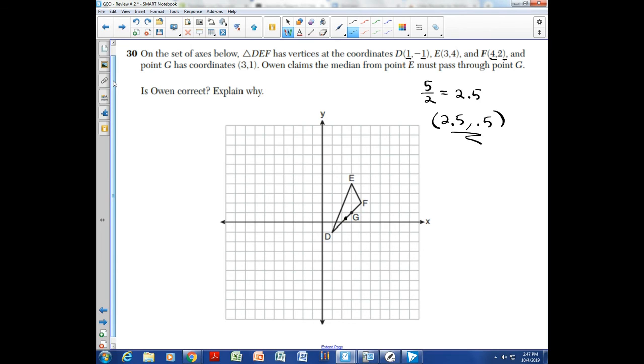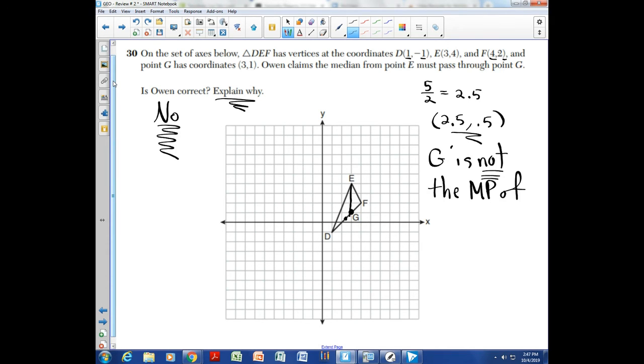And just by looking at DF, it's kind of obvious that G is not the midpoint of FD. So if we drew that right there, that would not be a median. So is Owen correct? He is not correct. No. And the explanation would be that G is not the midpoint of DF. Something like that would be fine in my book.